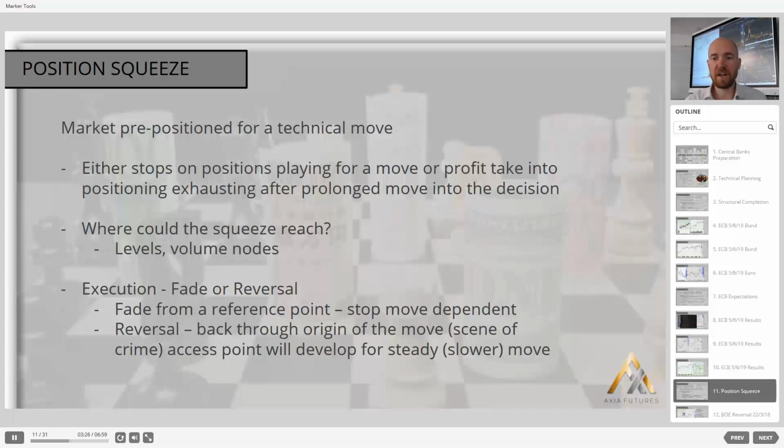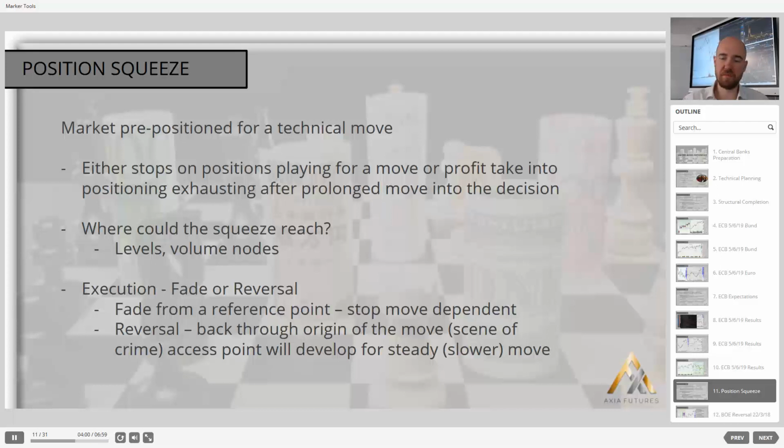Now, considerations for these types of trades. In your planning of a trade like this, and you can plan for a trade like this, what you need to be thinking about is, where are those positions going to exit? So the positioning of the market, what are those people going to do? Put yourself in their head. What would you do if you had that position? Where would those people get out? And in doing that, you're also answering the question of where that squeeze could reach.